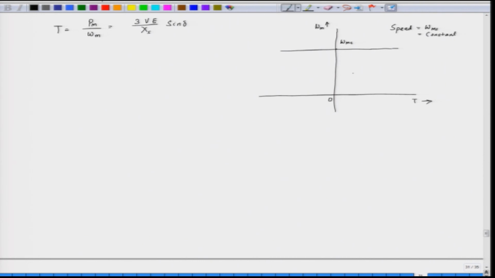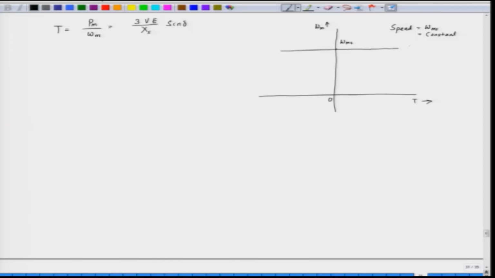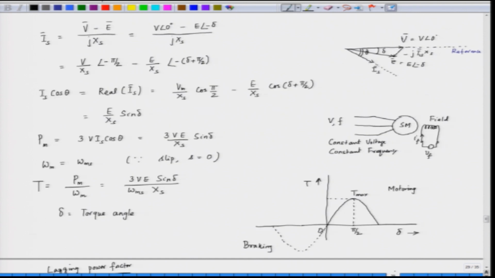So, the motor speed is constant here because we are supplying the motor from a constant frequency source. This is not a variable speed operation. When we use a synchronous motor from a constant frequency source, the speed of the motor remains constant. So, this is a constant speed motor and the torque can either be positive or negative, as we have already seen.